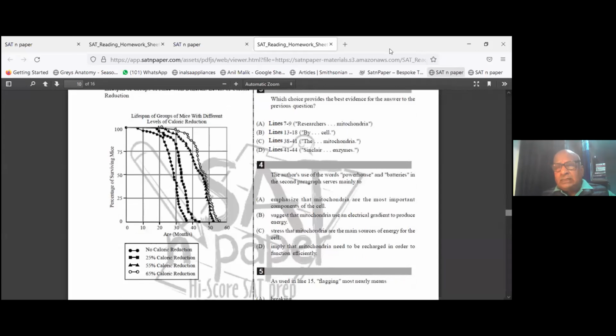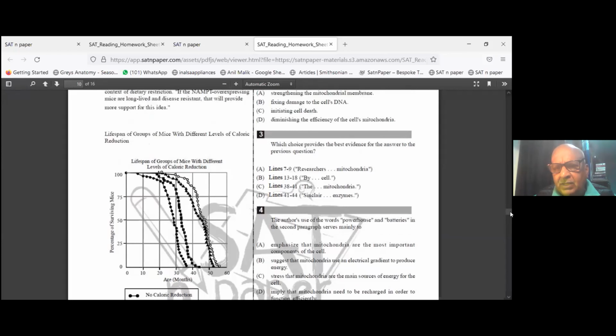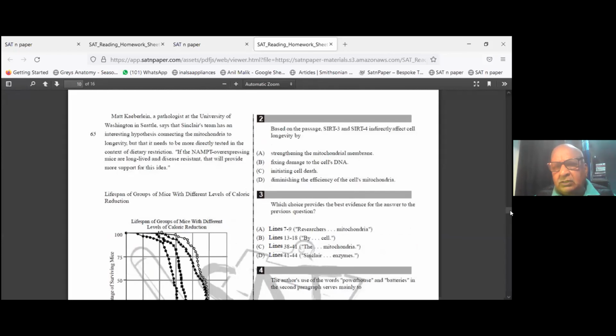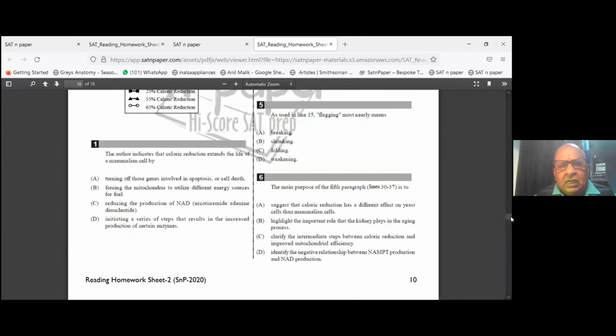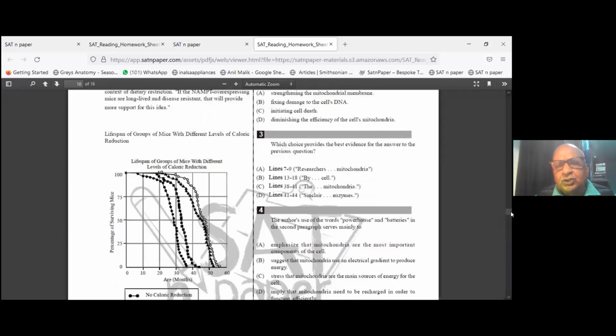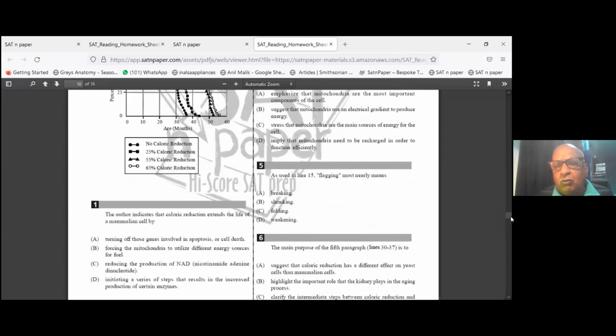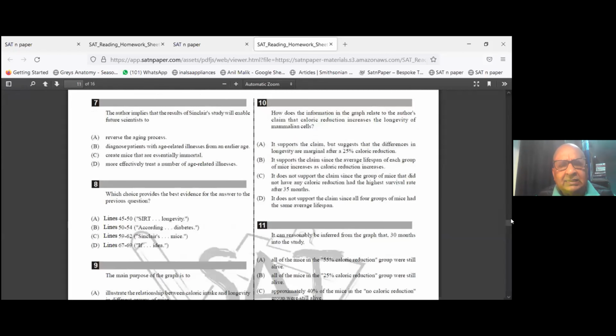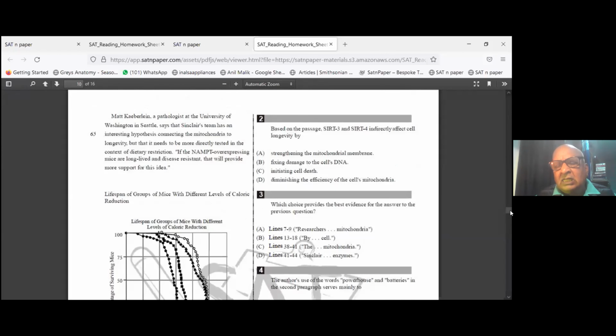Right. What I want to bring to your attention is this: whether I read this passage in 1 minute or 10 minutes, to answer question 1, question 2, question 3, question 4, question 5, 6, 7, 8, 9, 10, and 11, sir, I have to go back to the text.